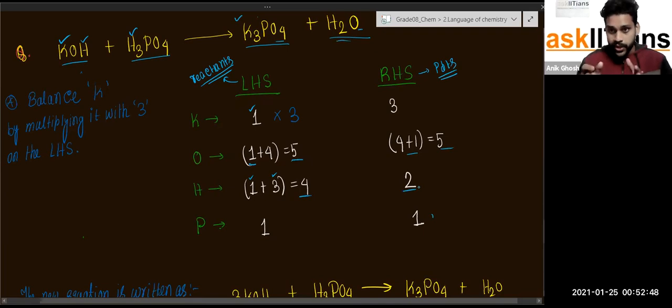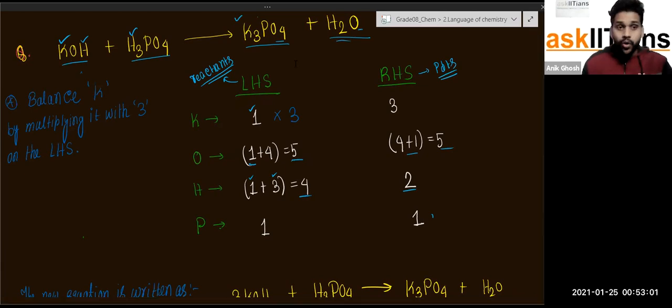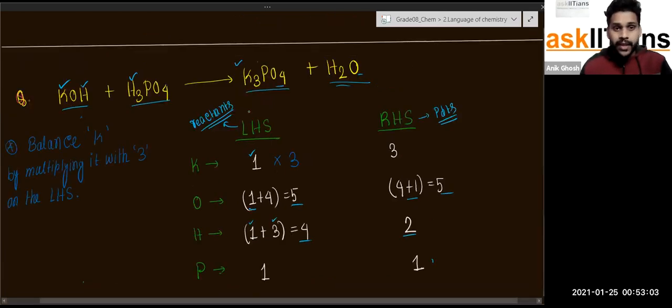So this is the total arrangement, isn't it? The left hand side and the right hand side. First things first, we are going to start with the element having the most number of atoms. So which one of these has the most number of atoms? You can start with H3PO4 or K3PO4, any one of that.